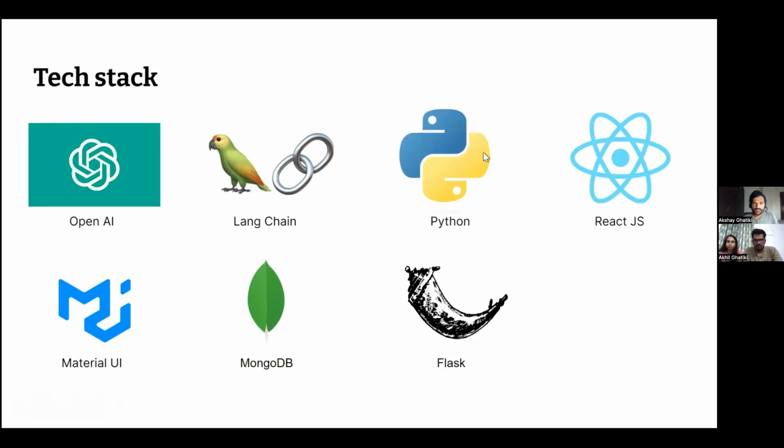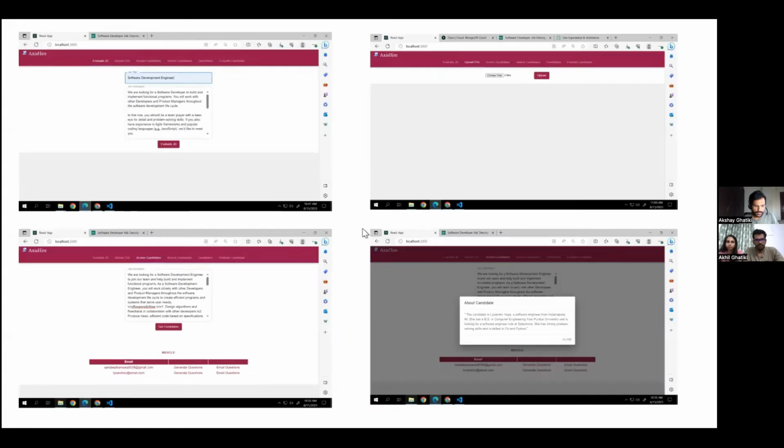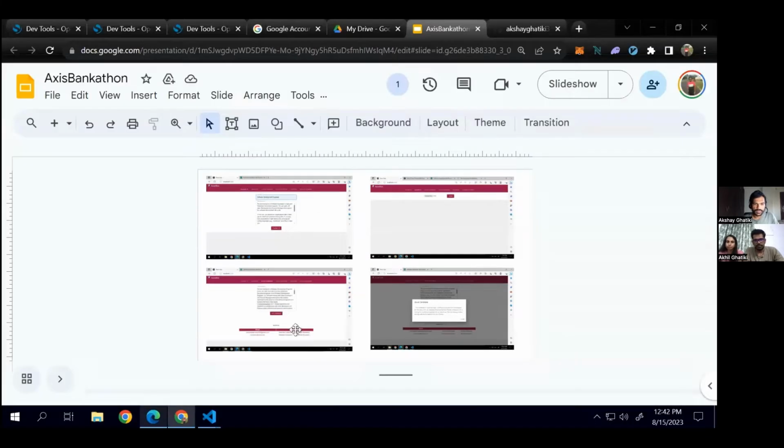The programming language that we used in the backend is Python. We have built our client-side application using React and Material UI. The database that we have used to store the candidate info is MongoDB, and the framework that we have used to build all our APIs is Flask. And coming to the UI walkthrough, I'll be showing the demo of how our application works.